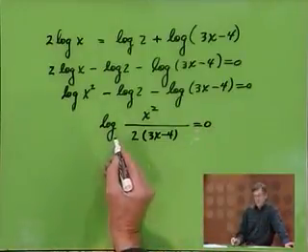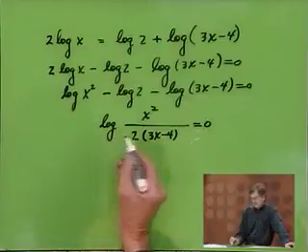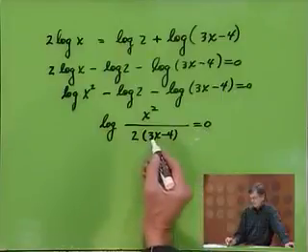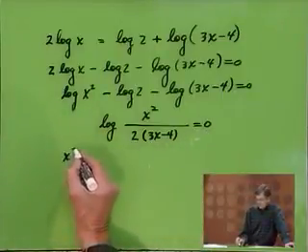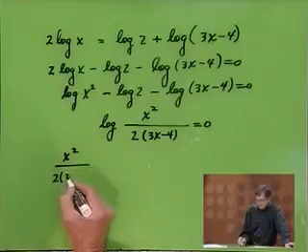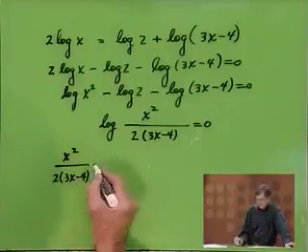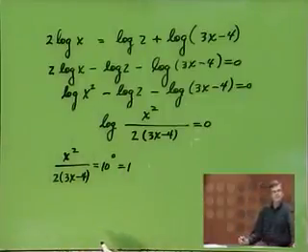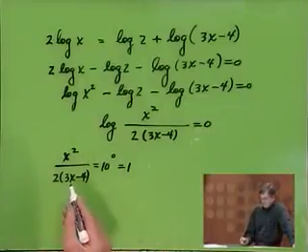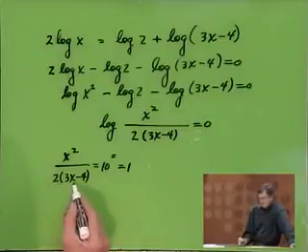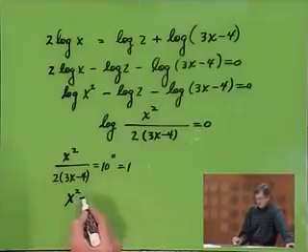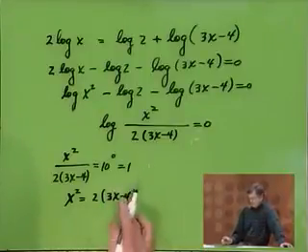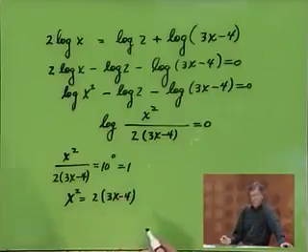Okay, so this is a base 10 log, and 10 to the 0 power, which is 1, is equal to this expression. So this tells me that x squared over 2 times 3x minus 4 is equal to 10 to the 0 power, and we said that was equal to 1. So if I multiply both sides by 2 times 3x minus 4, this says that x squared is equal to 2 times 3x minus 4, but we don't need to bother showing the times 1.